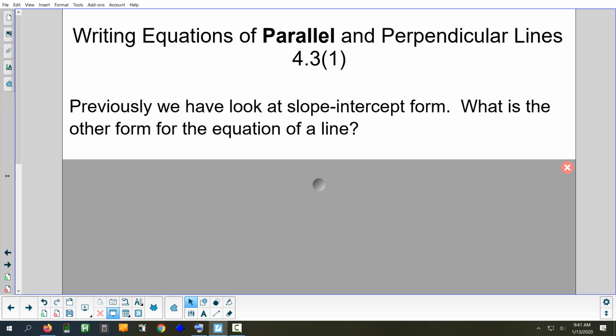So on the test on Wednesday, you're going to have to know 2 different forms of an equation: the slope-intercept, and the other one we just reviewed in the warm-up. Someone remind me, what was the name of the other equation? Not slope-intercept, but the other one. Yeah? Point-slope. Point-slope.